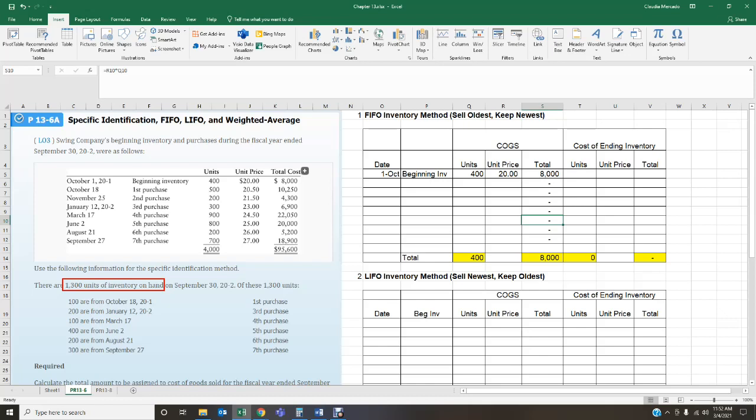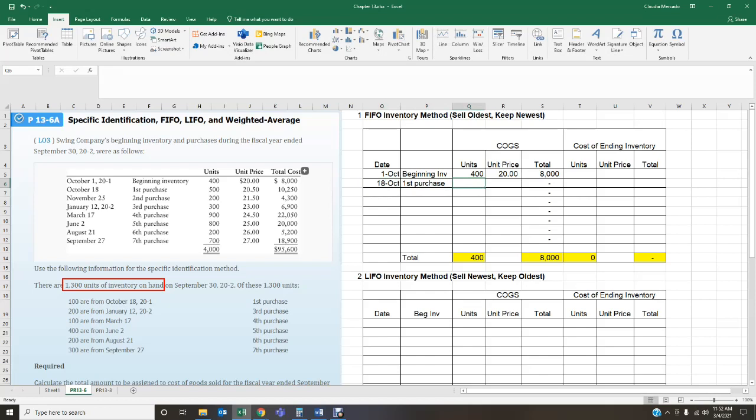Okay, first I'm going to keep track of the units that I sold, and then I'm going to figure out what I have not sold. And what I have not sold are those 1,300 units, which are my newest units. Okay, so that happened on October 1st. October the 18th, this is the first purchase. Okay, did I sell or did I keep this unit?